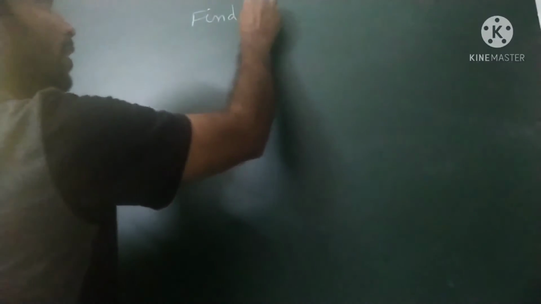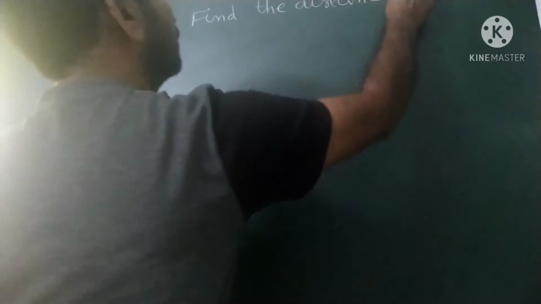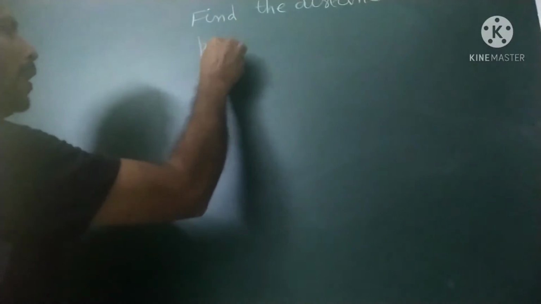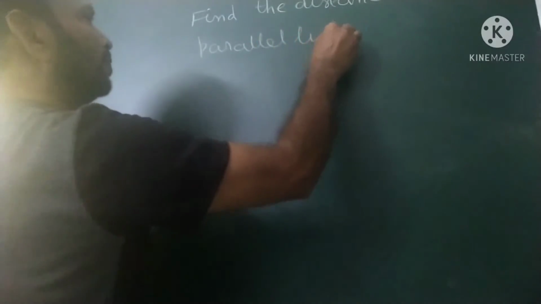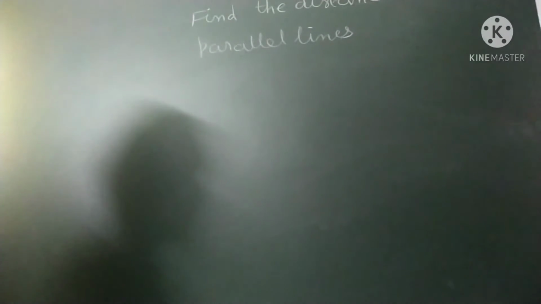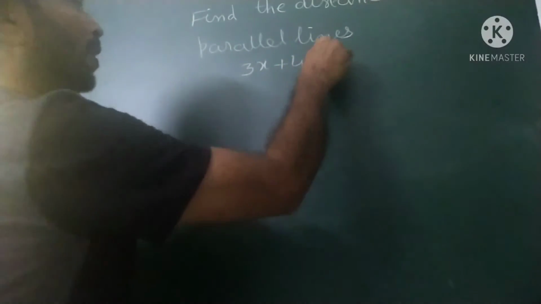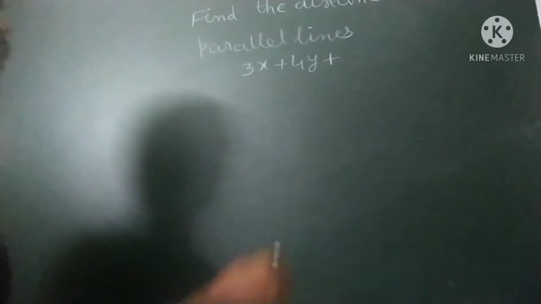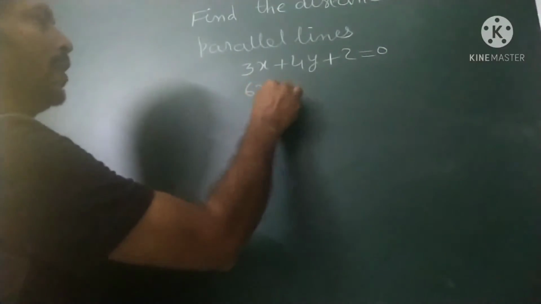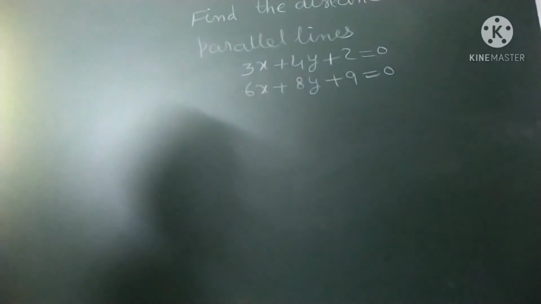Find the distance between parallel lines 3x plus 4y plus 2 is equal to 0, and 6x plus 8y plus 9 is equal to 0.